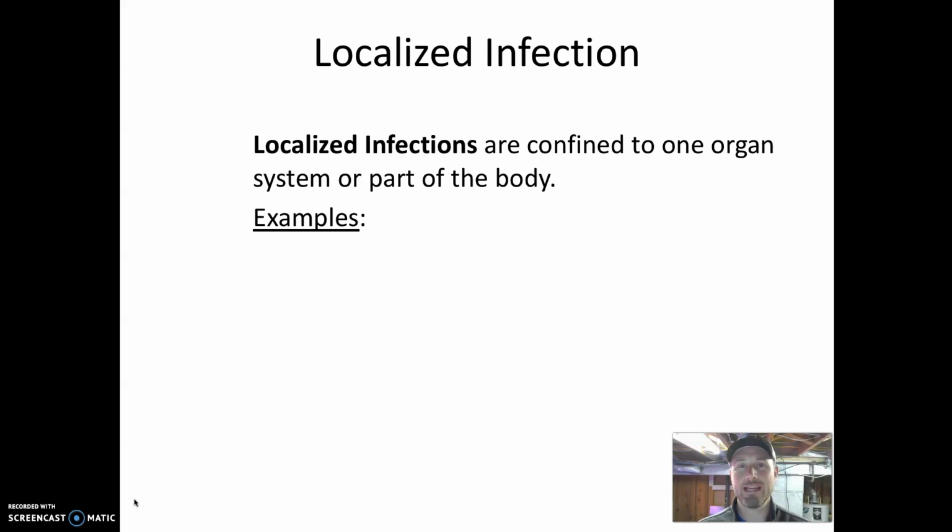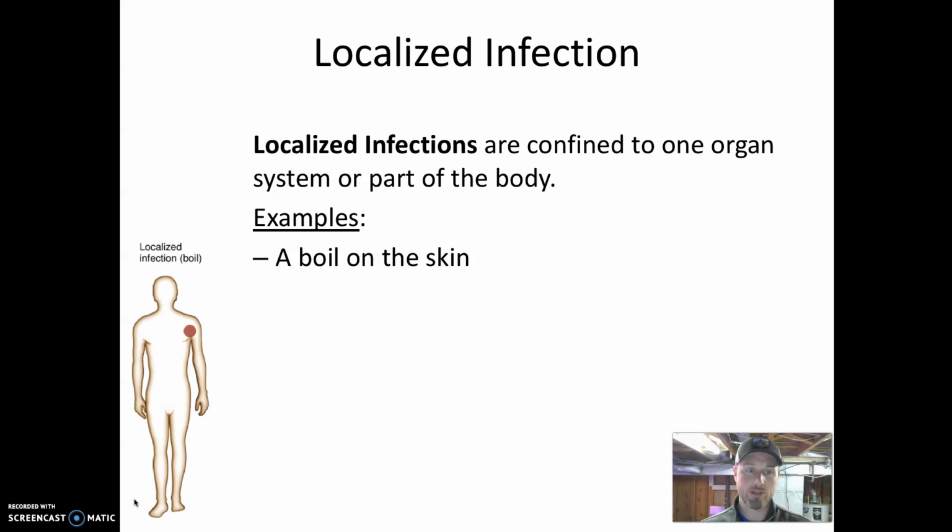So let's think about some examples of localized infections where the infectious agent is located in just one part of the body. And a really common example is a boil on the skin. So we have an image here to represent maybe this fellow has a boil on his shoulder affecting the skin. So the bacteria are growing in the skin, they're causing inflammation and disease to that one part of the body.